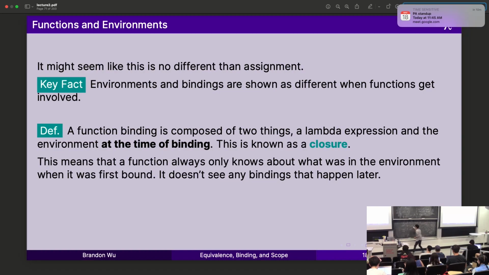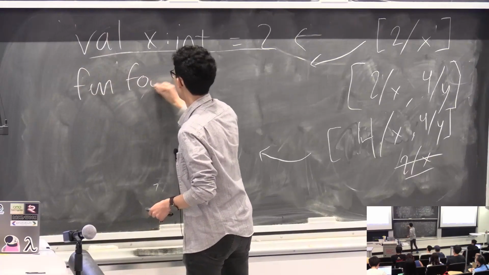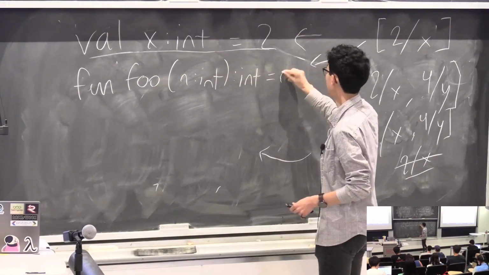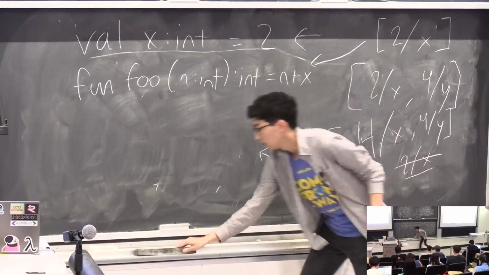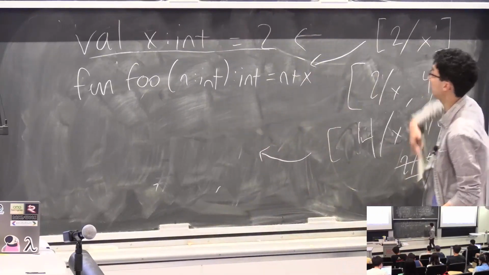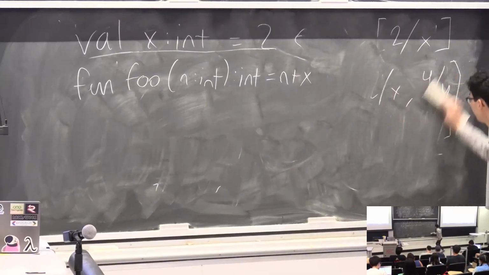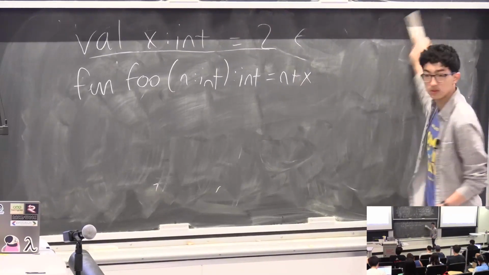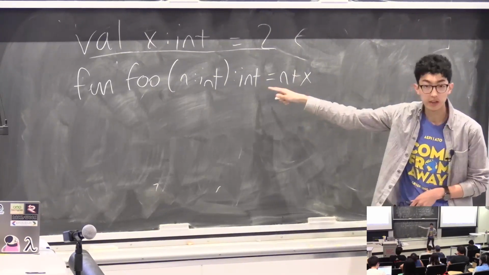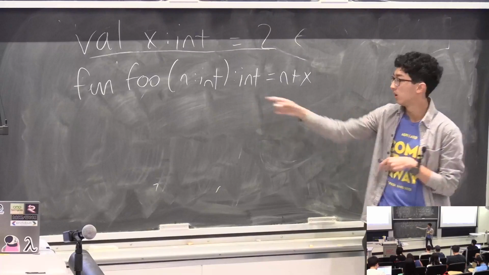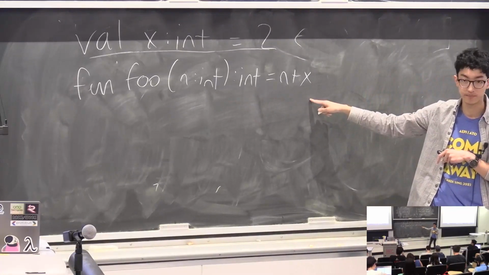So let's say, I don't know what the exact example is going to be, but that's okay. Suppose I bind a function right here. It's going to be fun foo, our friend foo, n colon int equals, I don't know, n plus x. Remember I said that we evaluate things to values before we bind them to variables, right? So if I'm doing this declaration, I want to evaluate this function to a value and then bind it. It's kind of like val foo equals a lambda expression that goes to this, but that's already a value.